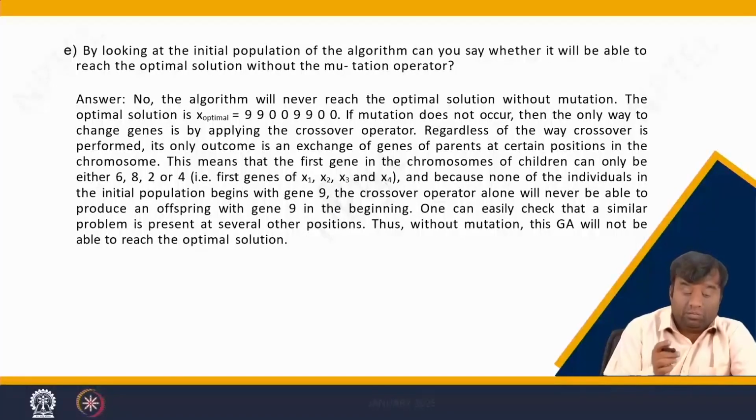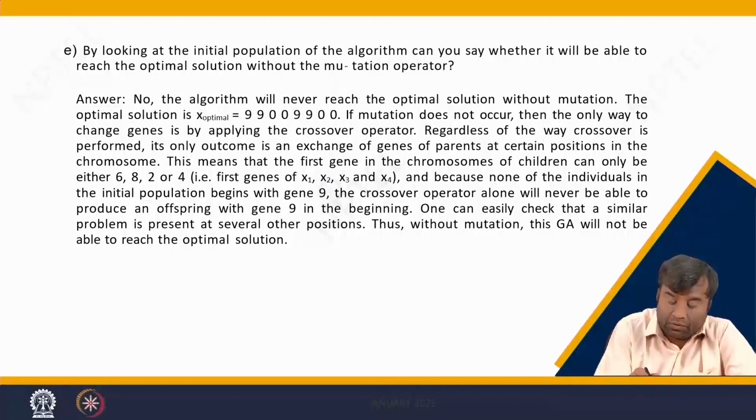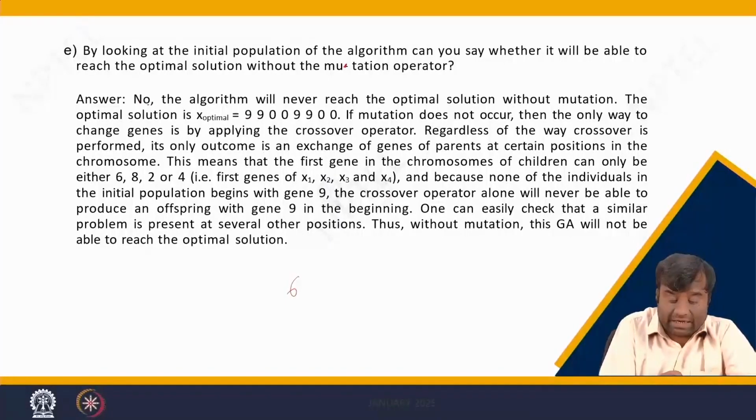So the question is that by looking at the initial population of the algorithm, can you say whether it will be able to reach the optimal solution without the mutation operator? Without the mutation operator. So see, all the genes start with 6, 8 like that. So if we do the crossover, we are not able to obtain 99. So the answer is that no, the algorithm will never reach the optimal solution without mutation.